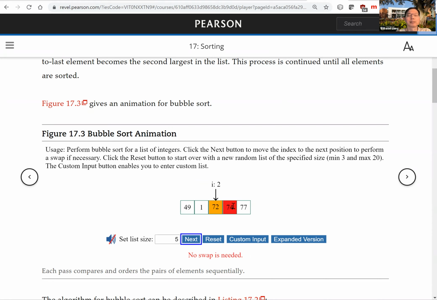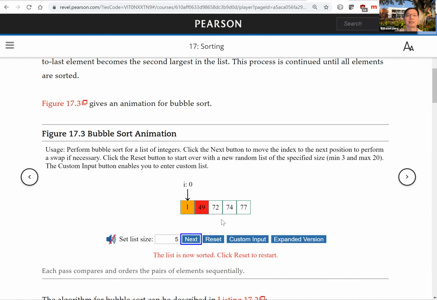And I'll continue another phase, and 1 is here, and there's no swap, they're already in order. So finally, look at the last phase. Everything is in order after this phase, the 5th phase.